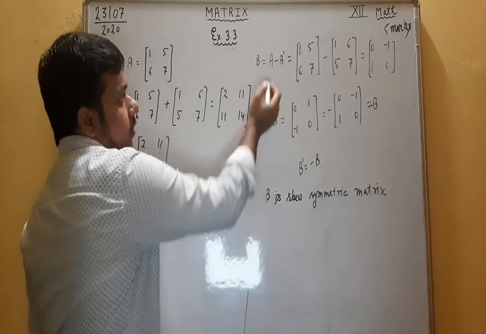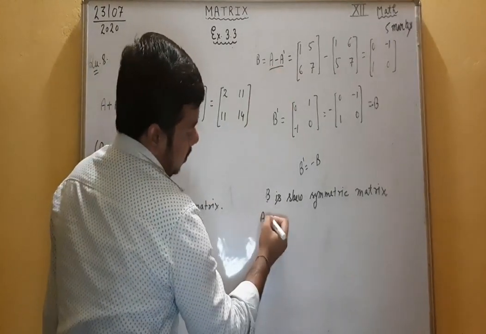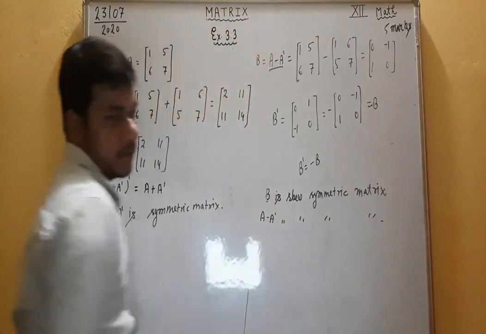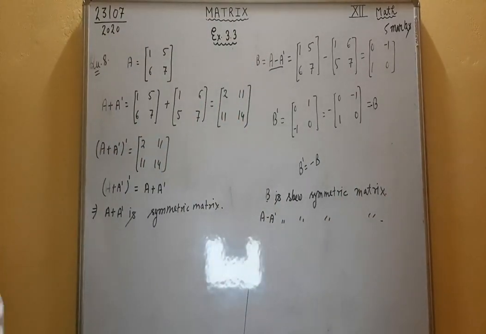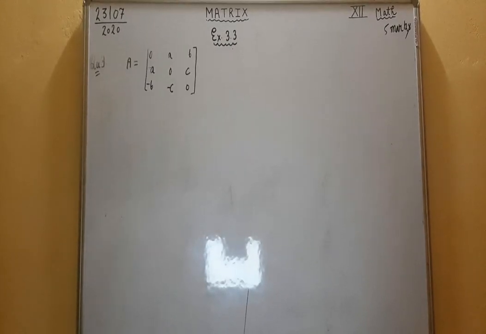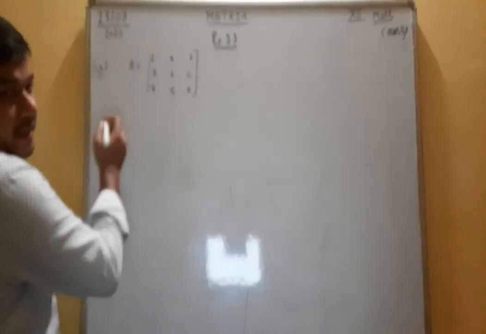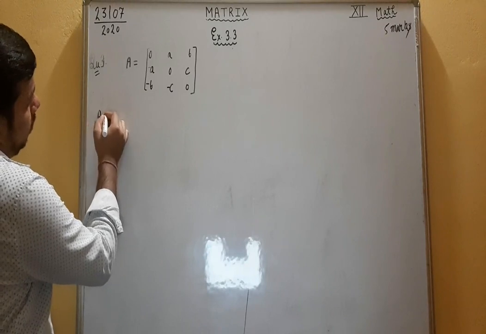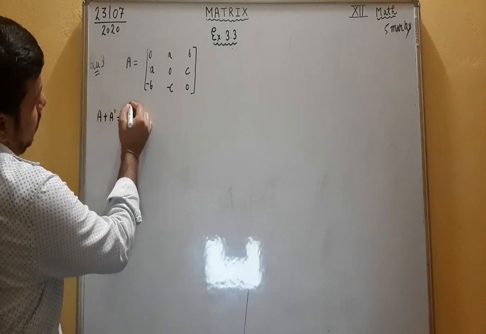And B, son, which matrix was it? A minus A dash. Means A minus A dash is a skew symmetric matrix. In this way, question number 8 is solved. In question number 9, you are given a matrix A and we have to find some values. Let us see what is the matrix A. You have to find the value of half of A plus A dash. So first of all, we will find the value of A plus A dash.